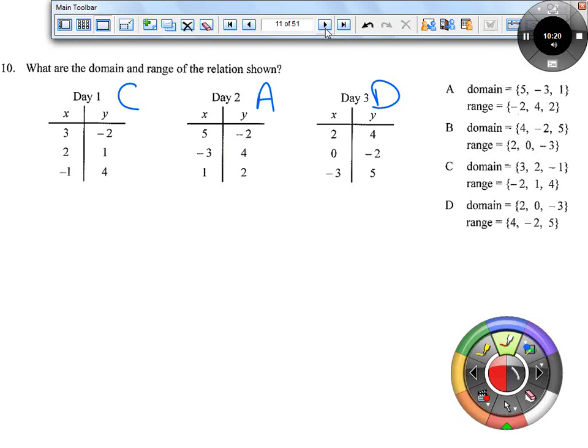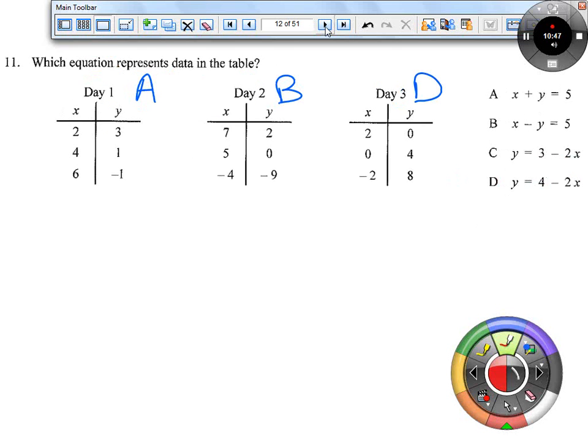Number 11, domain and range. This is probably the easiest question. Domain, they're going to be your x's if you're dealing with x's and y's. The range is the y's. So let's look and see. For day 1, the domain is 3, 2, negative 1. So we just look for that. We can see that's why it's 3, 2, negative 1 here. And then the y's are negative 2, 1, and 4. So that's that answer.